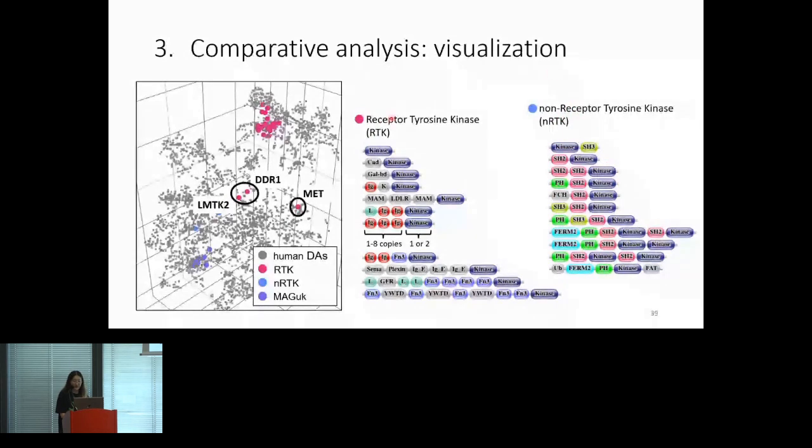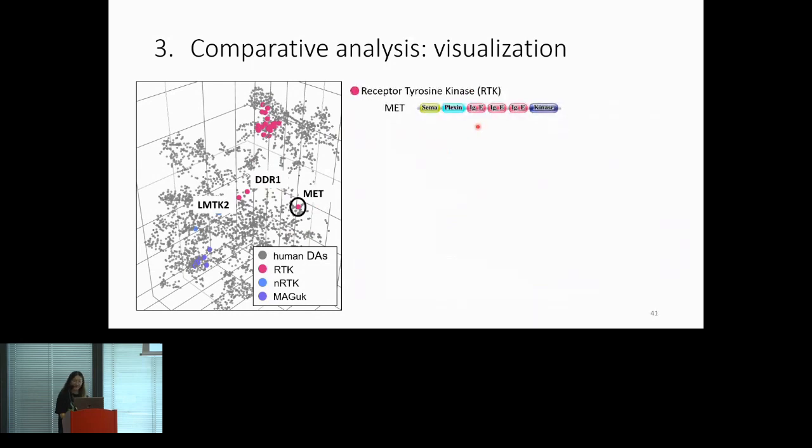And our next observation is that in the RTK family, there are a few domain architectures that are outside the main cloud. Let's look at MET for an example and see what we can learn from it. With the exception of the shared kinase domain, all other domains in MET are unique within the RTKs. And in particular, the MET domain architecture includes a SEMA domain and a plexin domain.